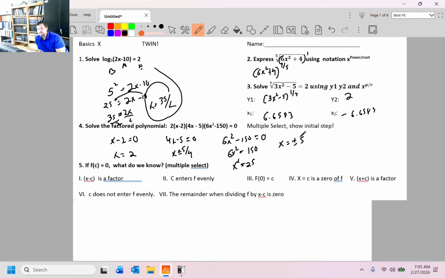If f of c is 0, then I know that this, by the way, legit says x is c. That means x equals c is also a 0. Shift it to the left, I get x minus c equals 0 written like that. That's a factor. If I am a factor, then when I divide, my remainder is going to be 0. And if I enter nicely with a remainder of 0, I'm said to enter evenly in math speak. Same as it was last time, kids.